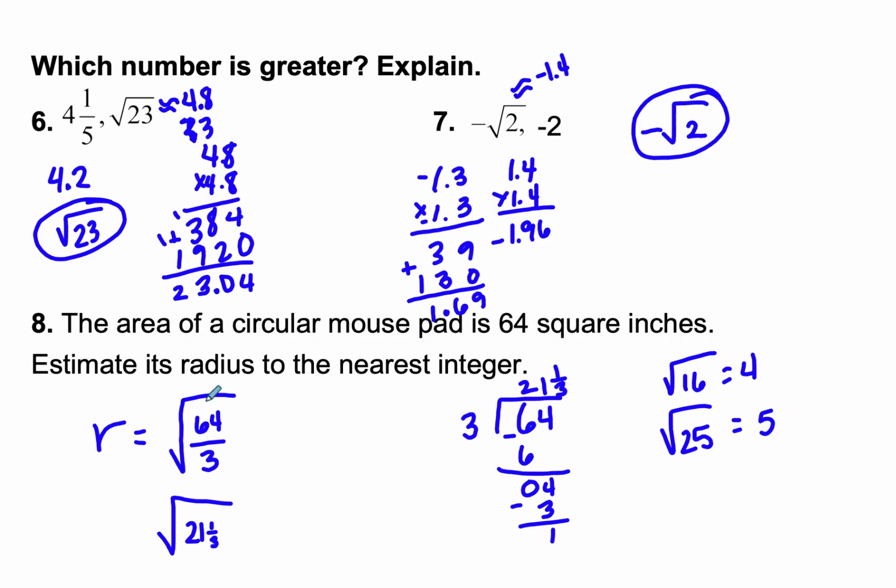I know for my work up on this problem, 4.8 is going to give me a 23. It's going to be a little bit less, but actually now that I'm looking at it, I don't need nearest tenth, I just need nearest integer. So 21 and 1/3. Let's just pretend it's 21 for a minute. 21 would be 5 units away from here. 4 units away here. 21 and 1/3 is even a little bit closer to 25. So to the nearest integer, it's going to be about 5 inches.